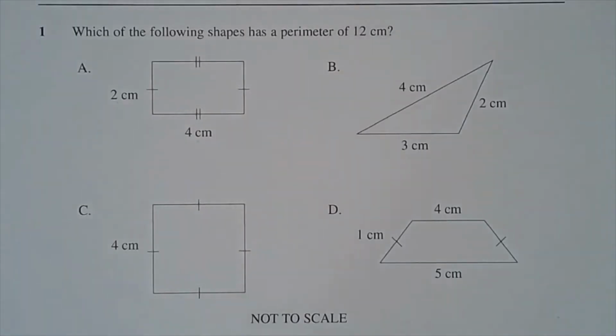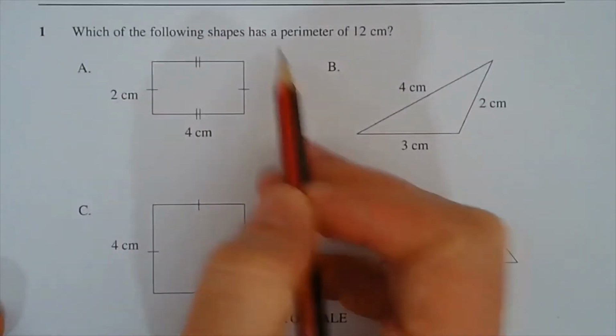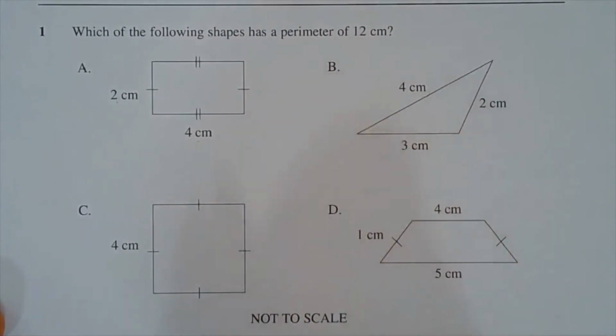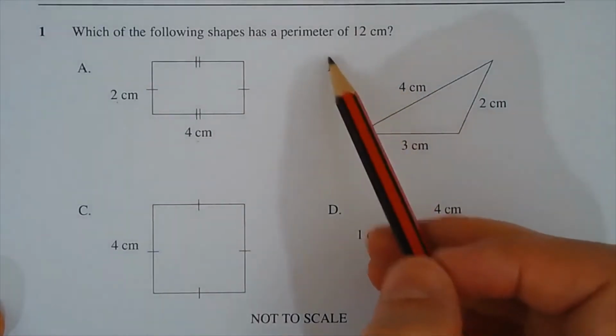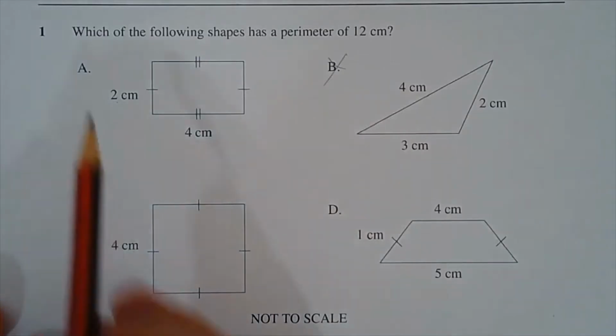Question 1. Which of the following shapes has a perimeter of 12 centimeters? Now, perimeter is the distance around the outside of the shape. So if you take, for example, option B, 4 plus 3 is 7, 7 plus 2 is 9, can't be B. You're probably saying, no, it's A.